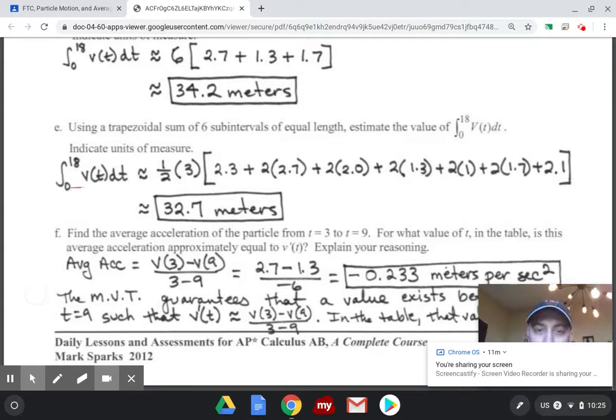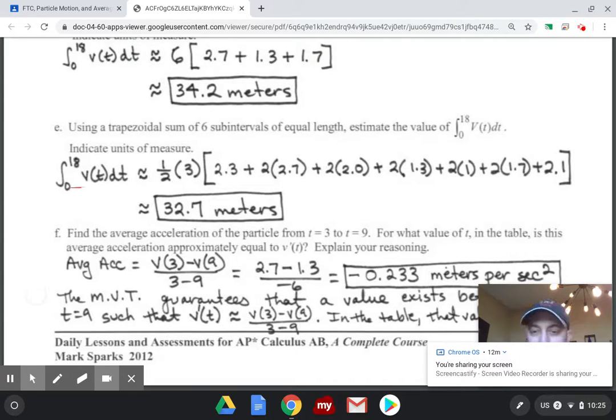Trapezoidal sum, same as it was before. And then F, find the average acceleration. So average acceleration is always found by using the velocity function. The average acceleration in general is v of a minus v of b over a minus b. In this case, we're going from 3 to 9. So v of 3 minus v of 9 over 3 minus 9, and we get our average acceleration.